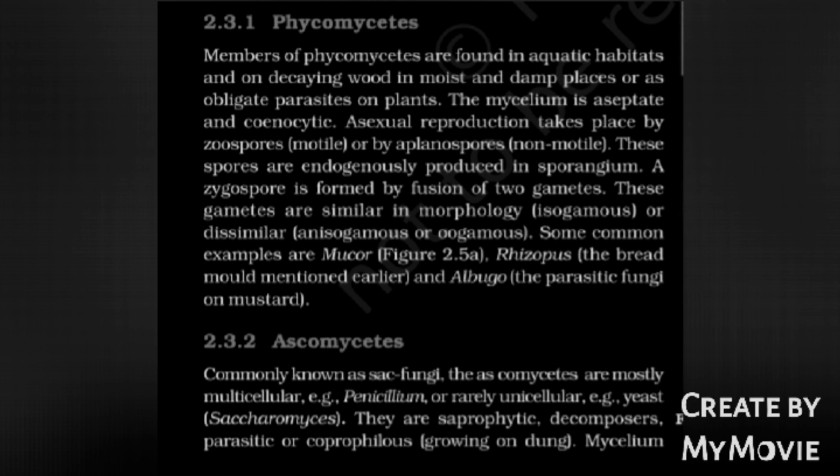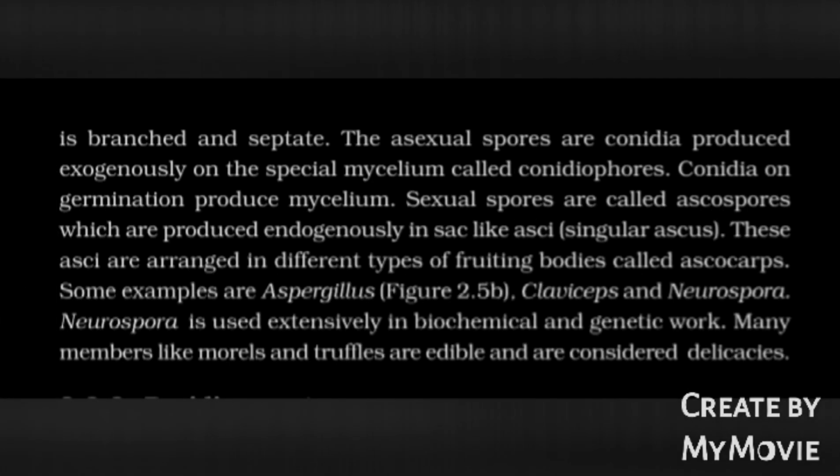Ascomycetes. Commonly known as sac fungi, the Ascomycetes are mostly multicellular, for example Penicillium, or rarely unicellular like yeast, that is Saccharomyces. They are saprophytic, decomposers, parasitic, or coprophilous, that is growing on dung. Mycelium is branched and septate. The asexual spores, or conidia, are produced exogenously on the special mycelium called conidiophores. Conidia on germination produce mycelium. Sexual spores are called ascospores, which are produced endogenously in sac-like asci, singular ascus. These asci are arranged in different types of fruiting bodies called ascocarps.